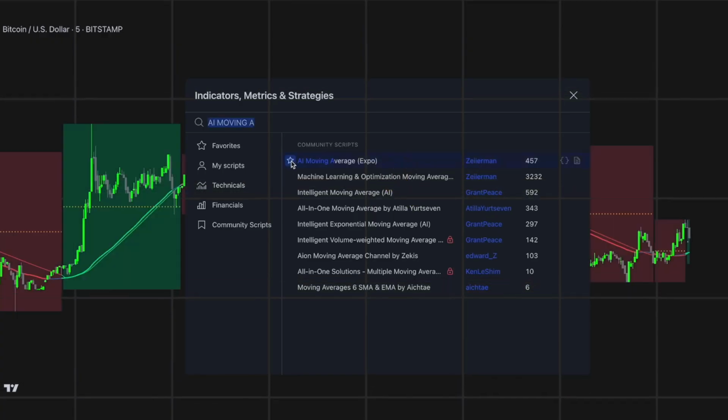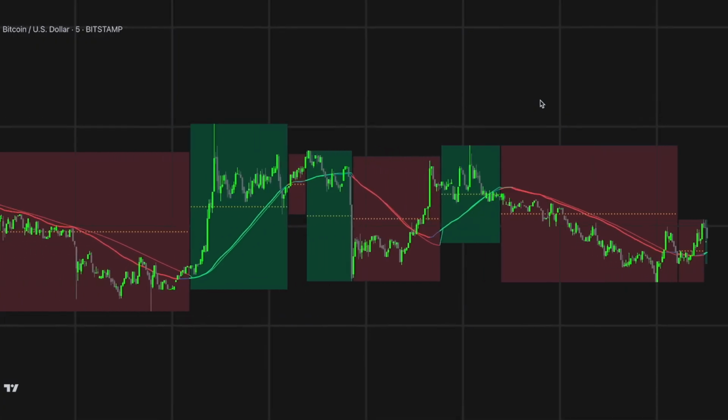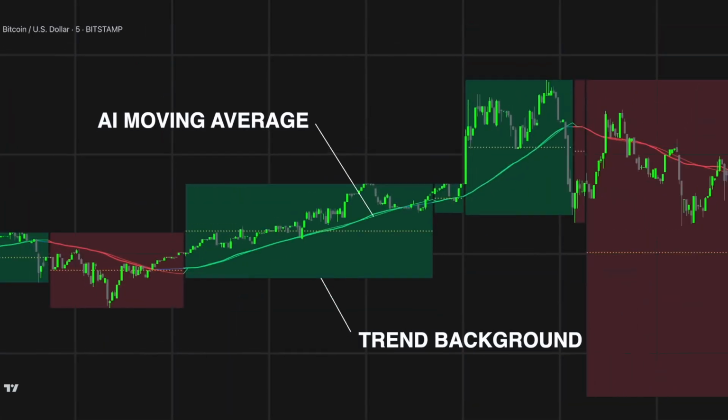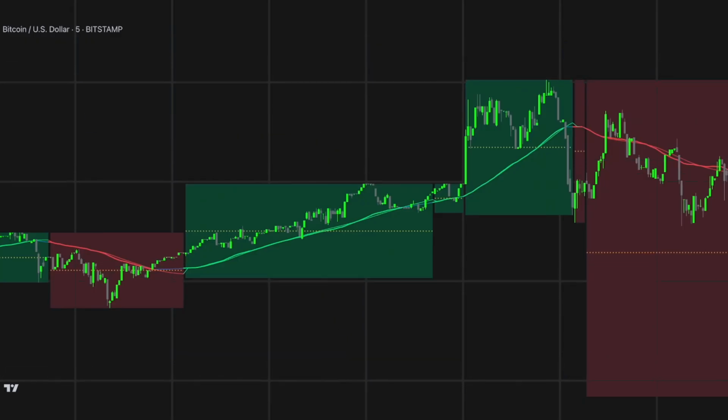This is a trading tool that uses an AI-based K-nearest neighbors algorithm to analyze and interpret patterns in price data. It combines the logic of a traditional moving average with artificial intelligence, creating an adaptive and accurate indicator that identifies strong trends and key market levels.